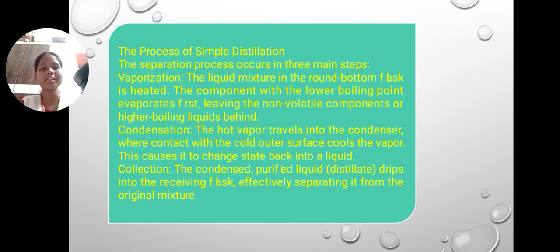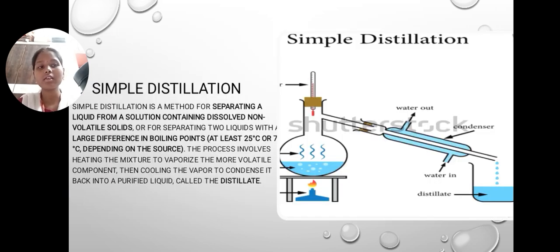Let us see what happens in the condensation process. The hot vapor which travels through the condenser is in contact with the cold outer surface. Because of this cold outer surface, it cools the vapor and causes it to change its state back into a liquid. When the component which has a low boiling point passes through the condenser, it is cooled, and because of this condensation it changes its phase from the gaseous phase to the liquid phase.